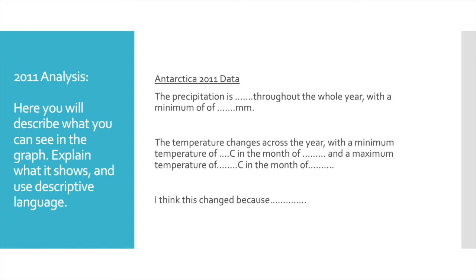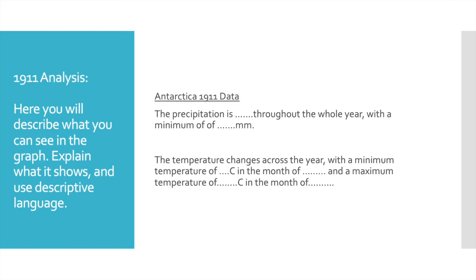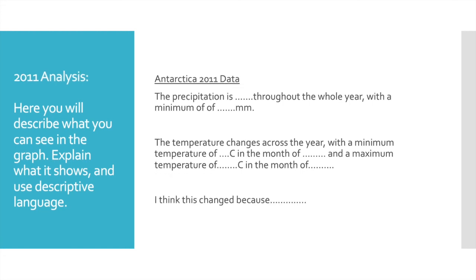So now, if you have finished your 1911 data and you have finished plotting your 2011 data, what you will be doing is you'll be coming onto here, and the only difference is you can see on the bottom, I think this changed because. So what you're going to be drawing together is lesson 7, lesson 8, lesson 9, lesson 10. You're going to be coming up with a reason that you believe that the climate has changed, or why you think the weather has become more unpredictable, or why it's changed so much.